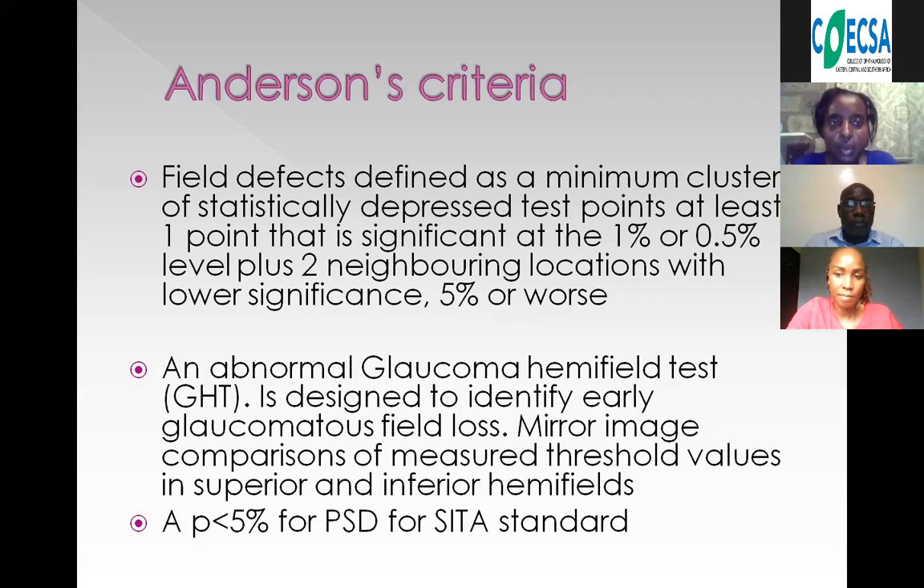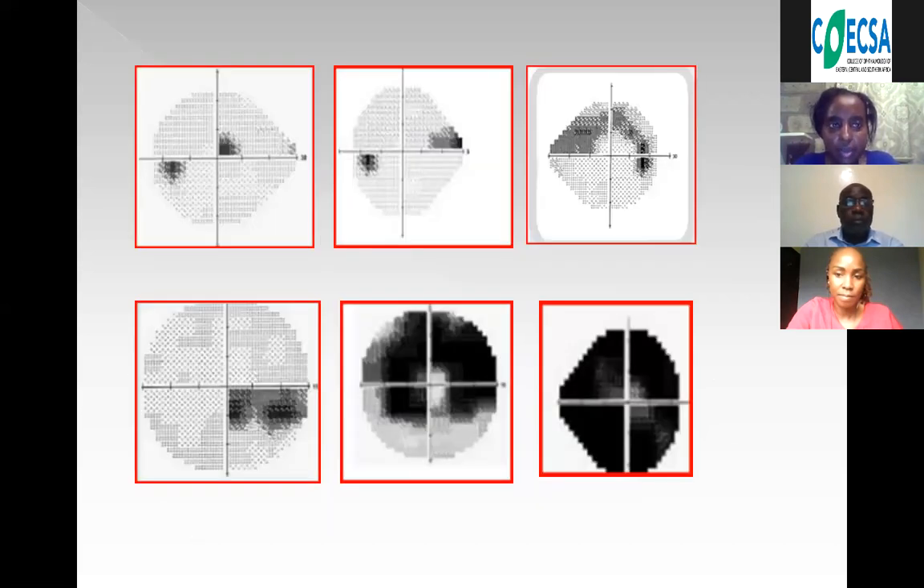So those are the slides. The first one is a paracentral scotoma, and the second one is a step. The third one is an arcuate scotoma. The fourth one is a blind spot that is enlarged. The fifth one is a ring scotoma, and the last one is a completely diffused and depressed field loss.